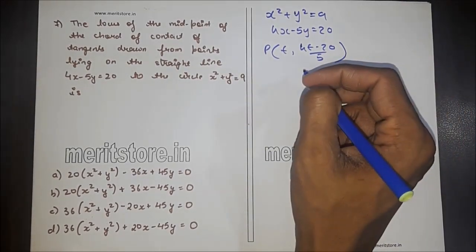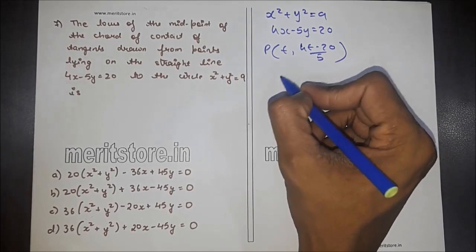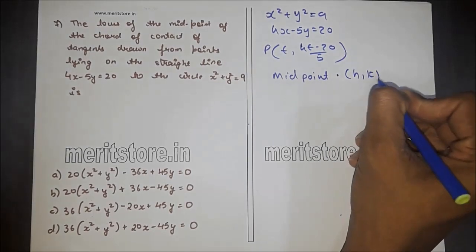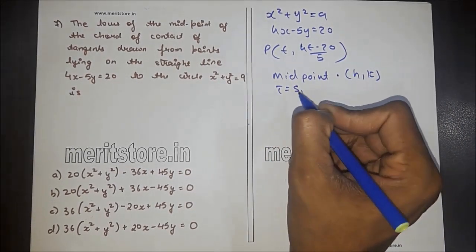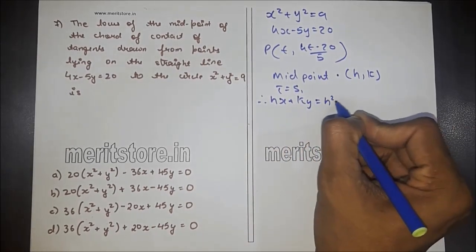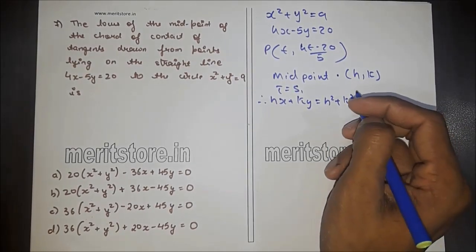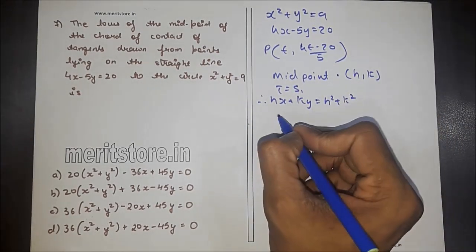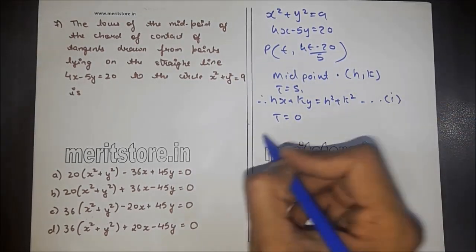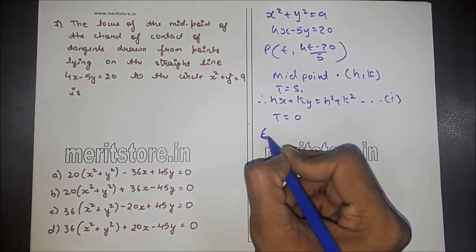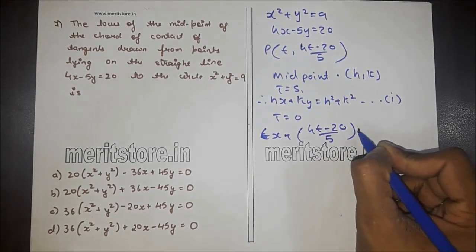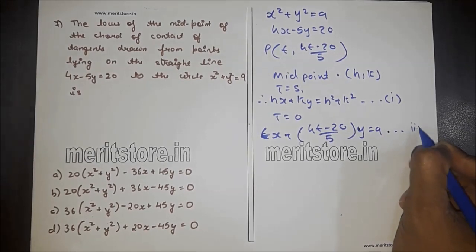Equation of a chord AB whose midpoint is h comma k, where we have T equal to S1. Therefore, we get hx plus ky equal to h square plus k square. Equation of the chord of contact AB with respect to P, we get T equal to 0. We take this as equation 1. So for T equal to 0, we get tx plus (4t minus 20) by 5 y equal to 9. We take this as equation 2.